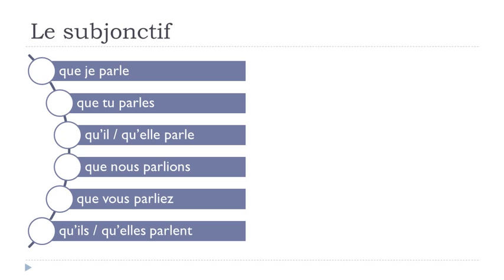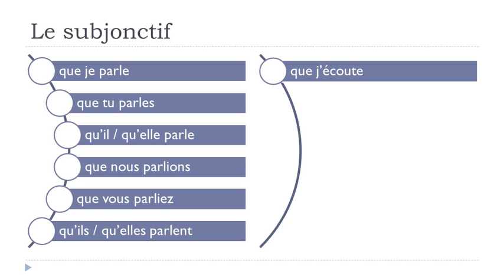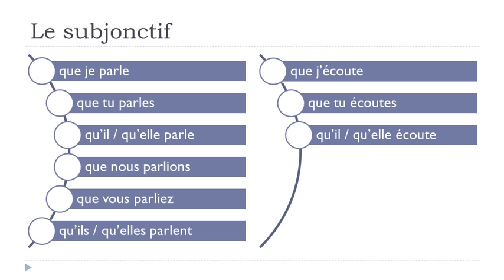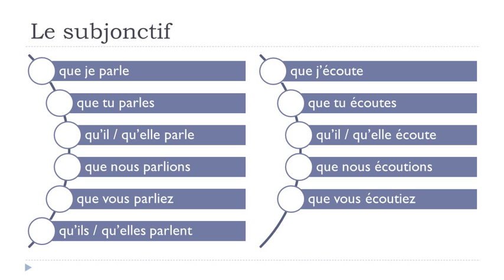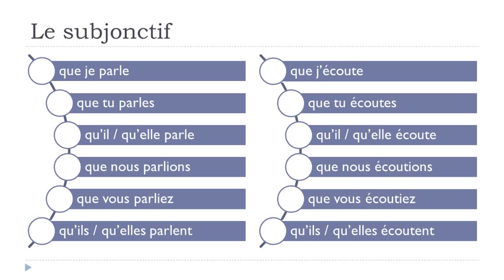Let's take a second verb. Que j'écoute, que tu écoutes, qu'il écoute, qu'elle écoute, que nous écoutions, que vous écoutiez, qu'ils écoutent, qu'elles écoutent. And it is exactly the same thing. This is like the present, and this is like the imparfait. Okay? Parler is to speak or to talk. Écouter, to listen. All right?